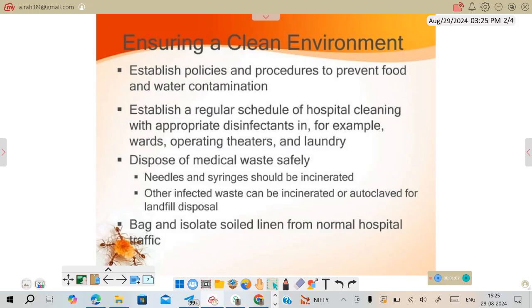How can we ensure that the environment is clean? For that we have to establish policies and procedures to prevent food and water contamination. There should be a regular schedule of hospital cleaning, like wards, operating theatres, and laundry, and medical waste like needles, syringes, and other infected waste should be disposed of safely by incineration or autoclaving. There should be extra bags, and soiled linen should be isolated from normal hospital traffic.